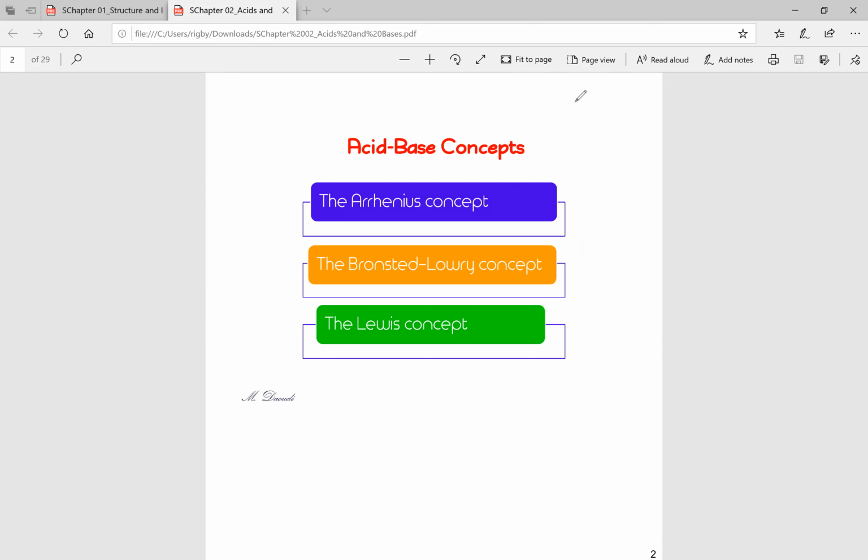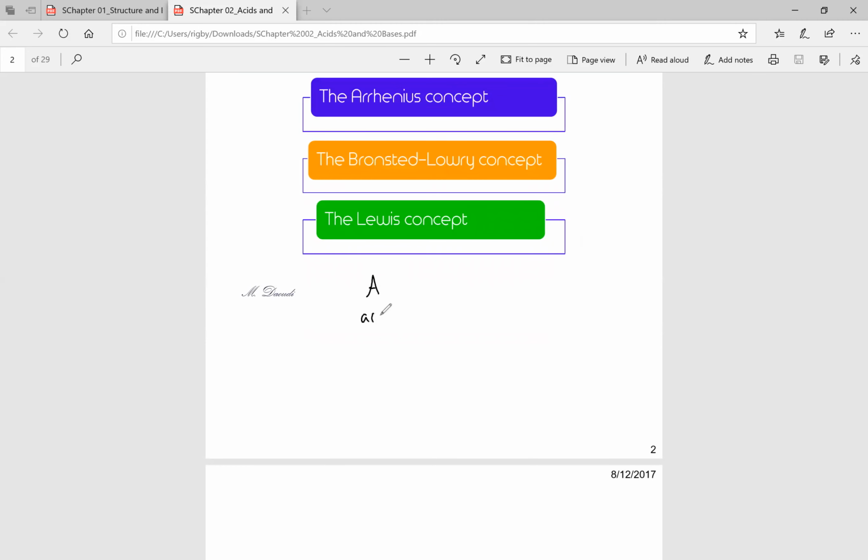The Lewis concept is a little bit different. The Lewis concept has an acid being anything that will accept electrons, and the base being anything that will donate electrons. So for both the Bronsted-Lowry concept and the Lewis concept, the base has to have a lone pair to either accept a hydrogen in the Bronsted-Lowry case, or a pair of electrons to donate to an acid in the Lewis concept. And sometimes you'll see Lewis acids and bases being referred to as nucleophiles and electrophiles, and we will get into that a little bit later.